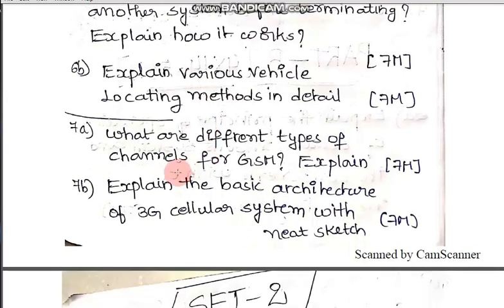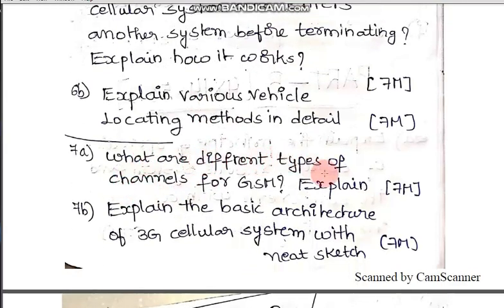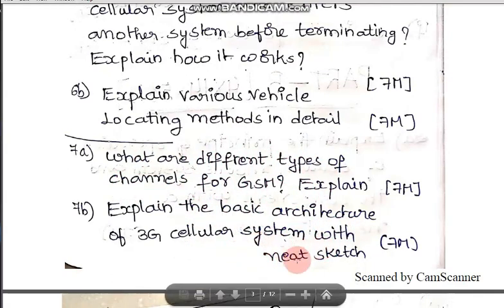And last but not the least, from 6th chapter, what are the different types of channels for GSM? Explain them. And explain the basic architecture of 3G cellular systems with a neat sketch.